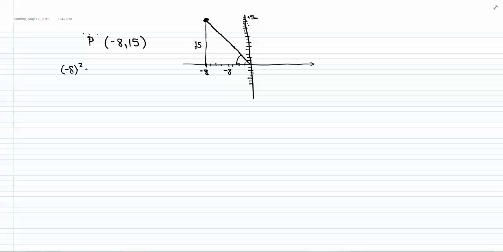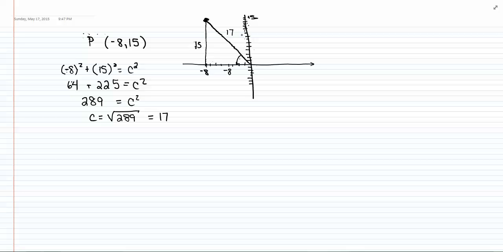You have -8 squared plus 15 squared equals c squared. 64 plus 225 equals c squared. This is what, 289? And then take the square root. So remember, the hypotenuse is always going to be a positive, so we don't put in the plus or minus here for this. The square root of 289 being the number 17.